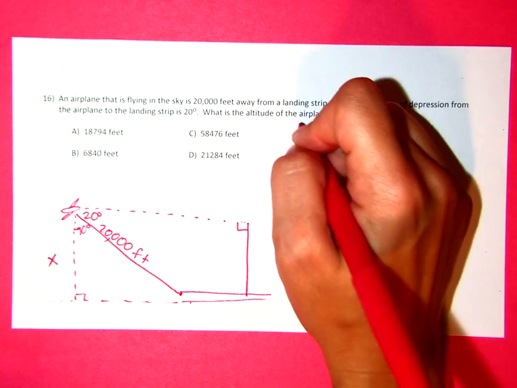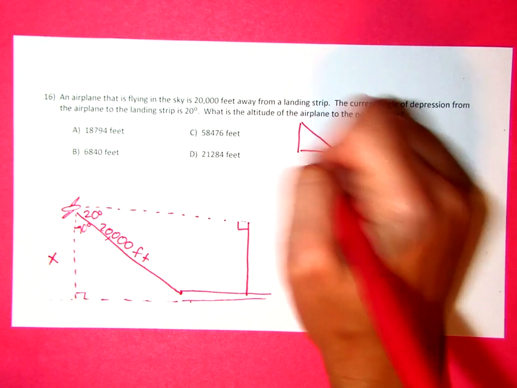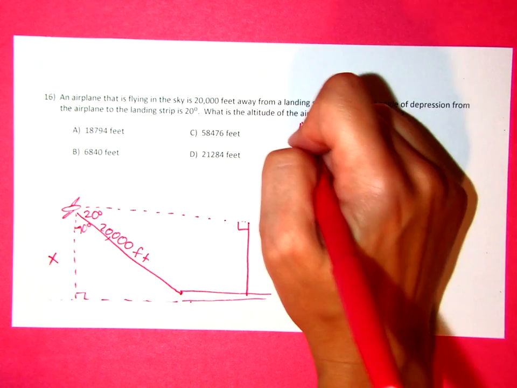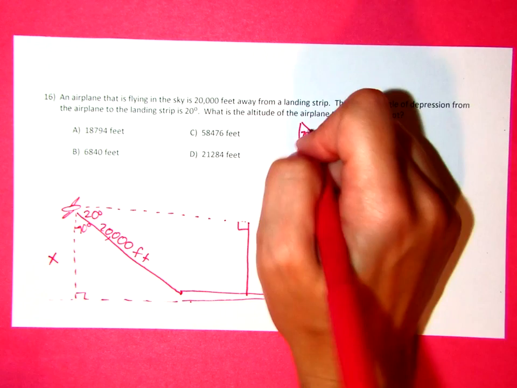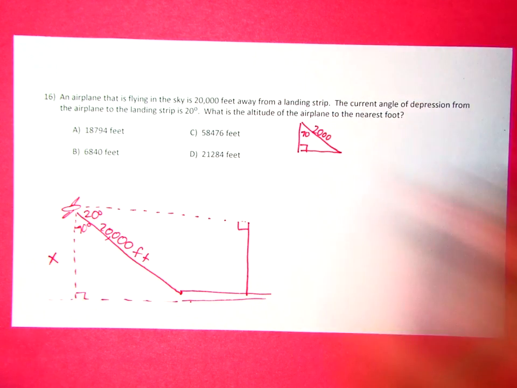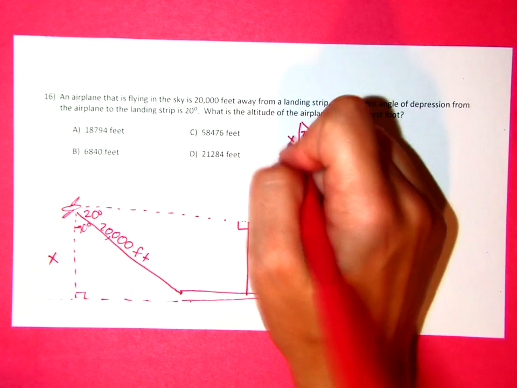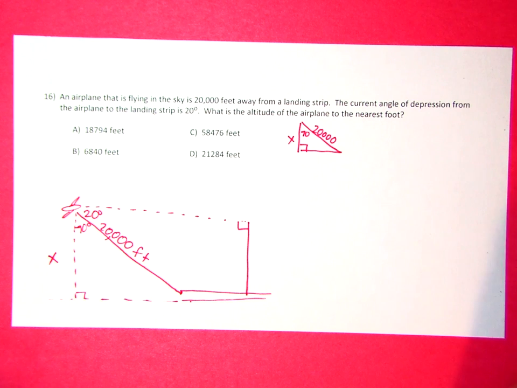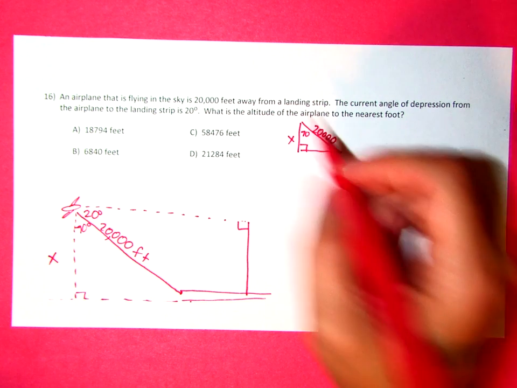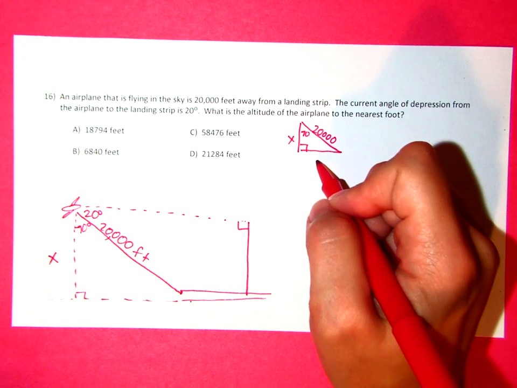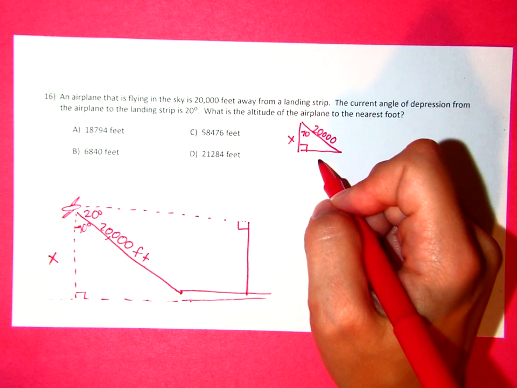I'm going to pull it off now so that we're not distracted by the drawing. There's my right angle. This is 70 degrees. This is 20,000 feet. And this is what I'm trying to find, the altitude. Now, let's look at the information we have. Right across from here is the opposite side. We don't have information for that.